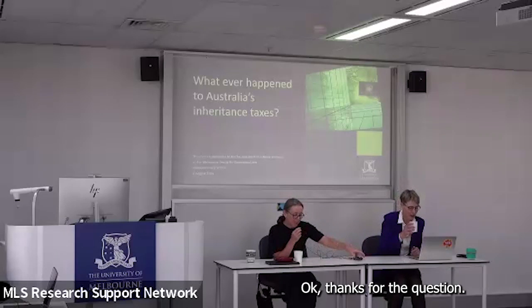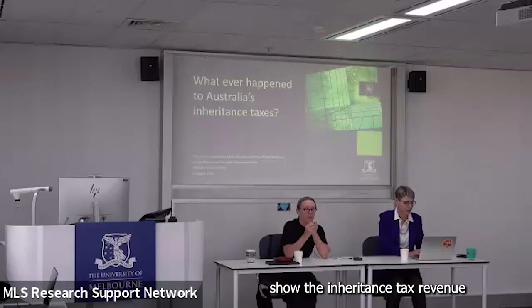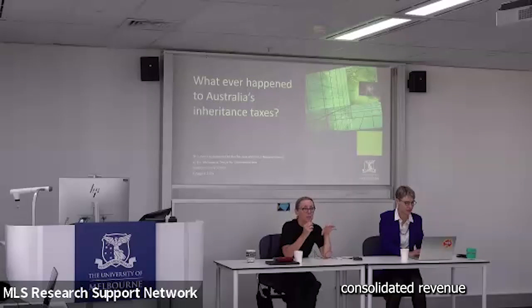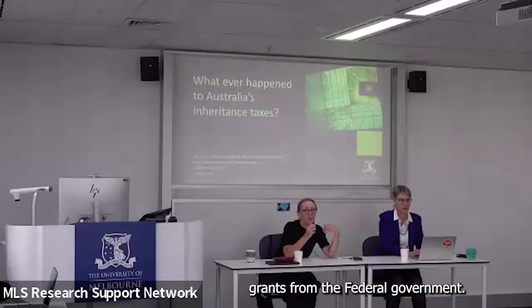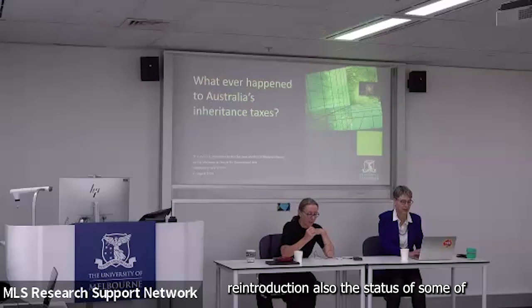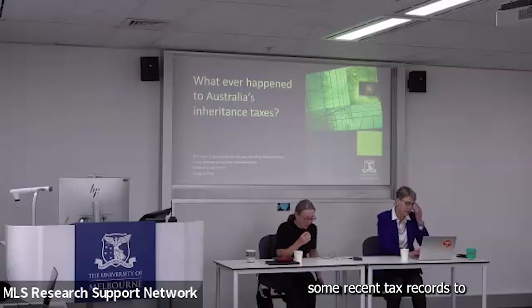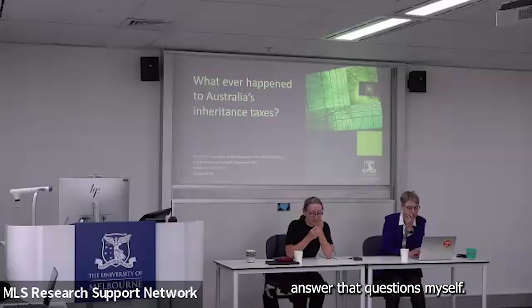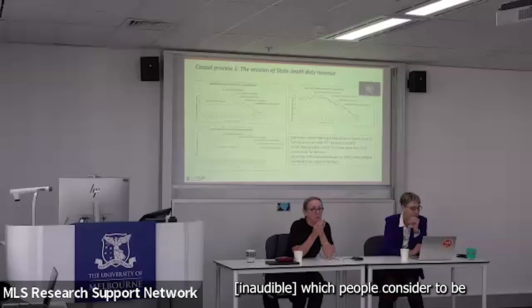Okay, thanks for the question, Dan. Yeah, those charts that I put up earlier show the inheritance tax revenue as a percentage of consolidated revenue. That's a combination of tax revenue and grants from the federal government. So I think you're asking about the status of some of the other taxes that our government levies at the moment. Fortunately, I actually have looked at some recent tax records to answer that question for myself. There are some other taxes being levied at the moment which people consider to be quite important taxes, which actually don't bring in very much revenue.